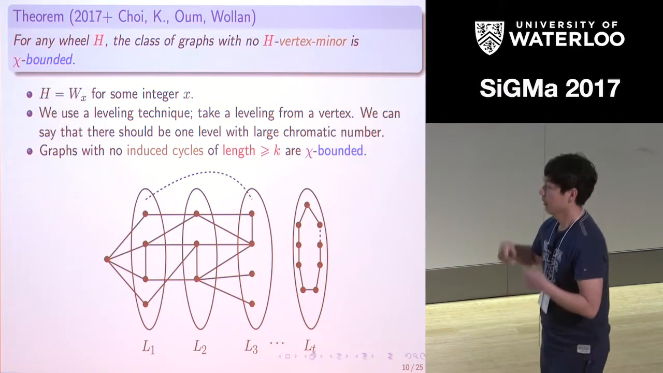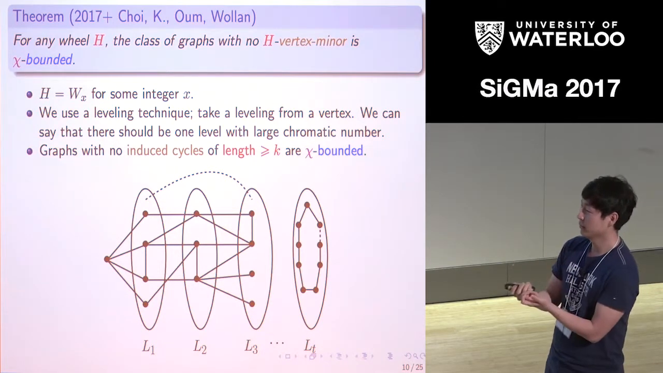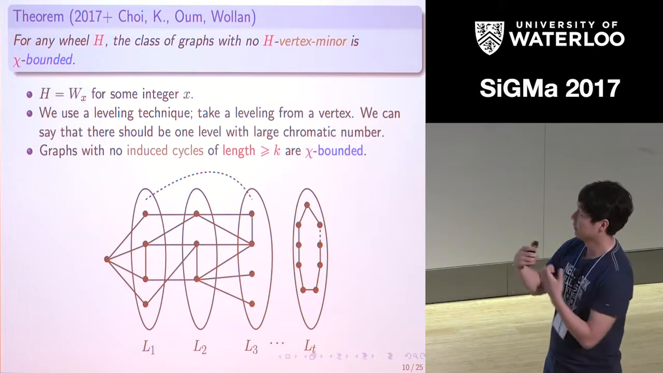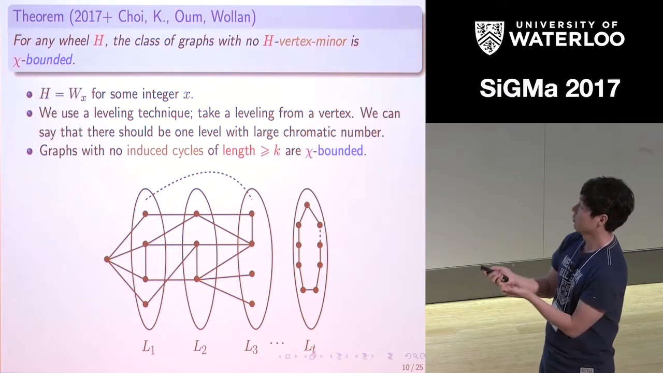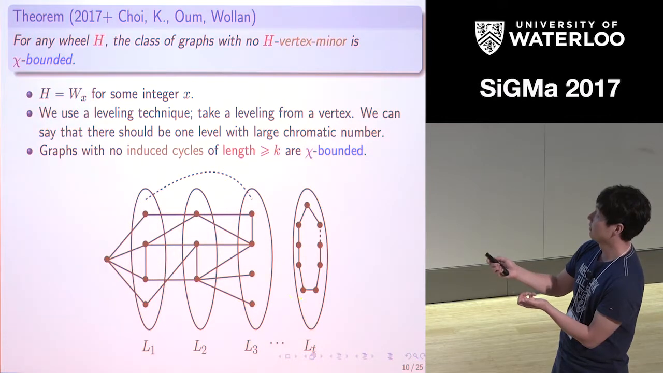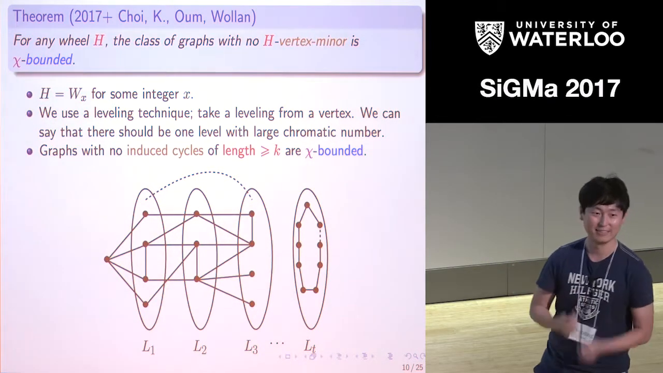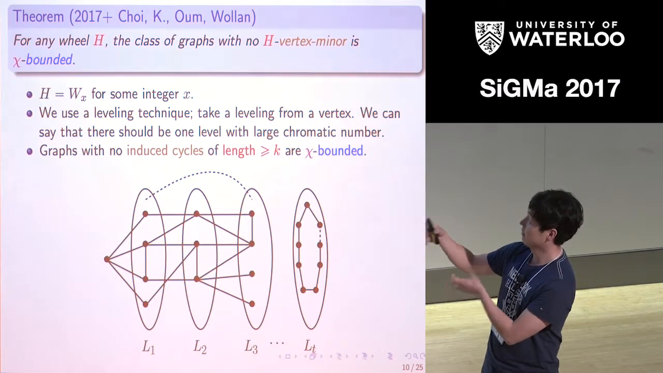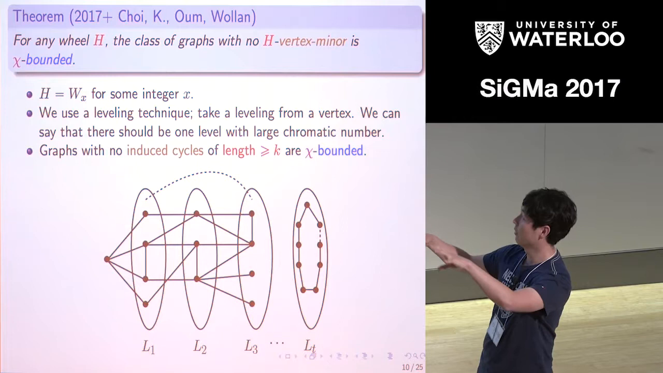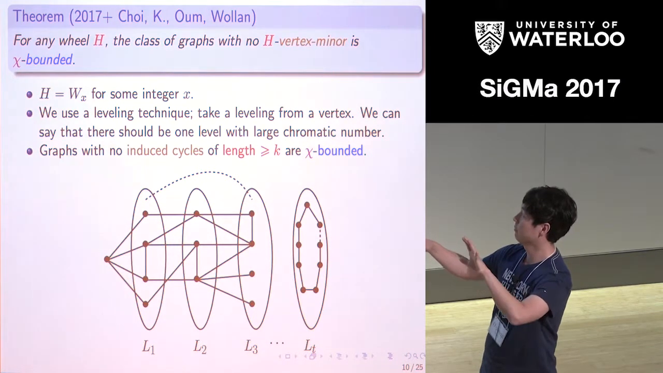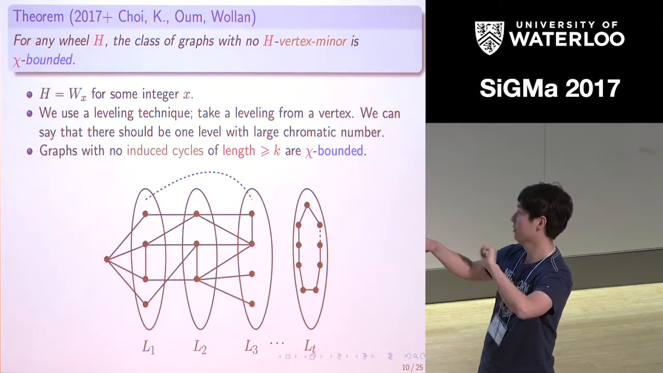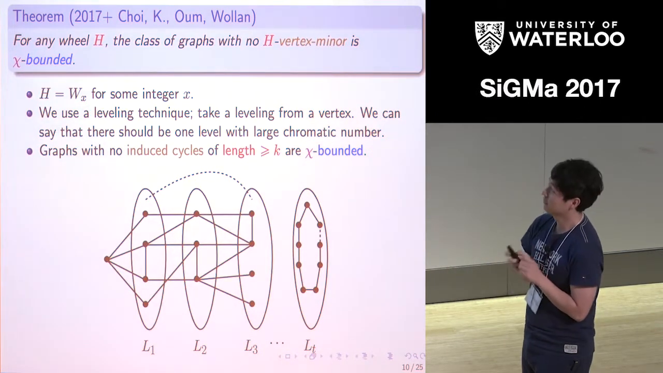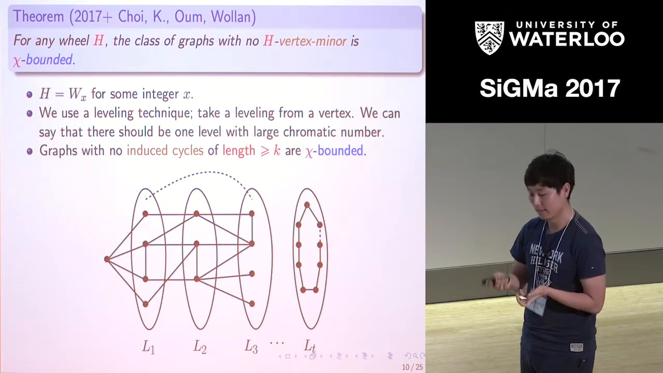And then we use Chudnovsky, Scott and Seymour's result on induced cycles of length at least k, so that we can assume that there are very, very long induced cycles in this layer. And then, starting from this configuration, we want to contract somehow the connected subgraph from L_1 to L_{t-1} into one vertex. Somehow the strategy looks very fine, but there are many technical details here.